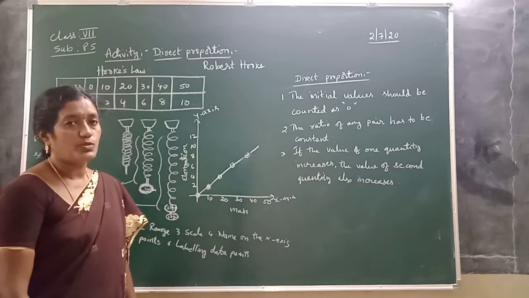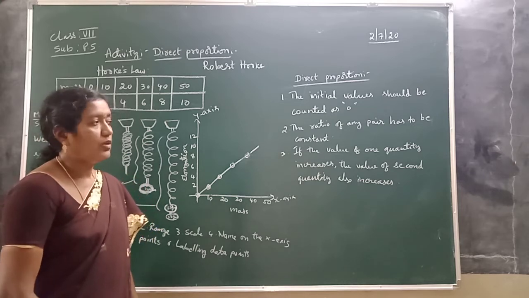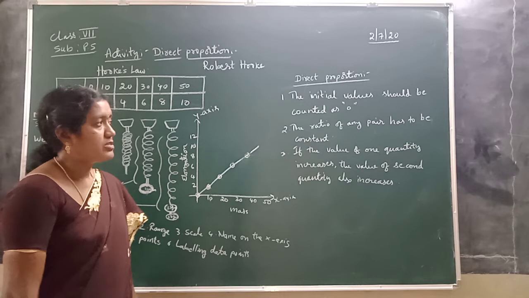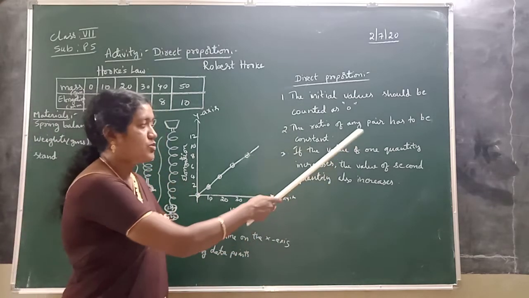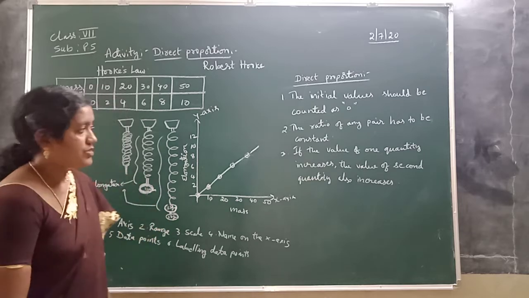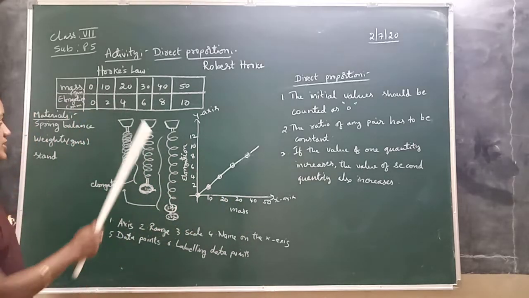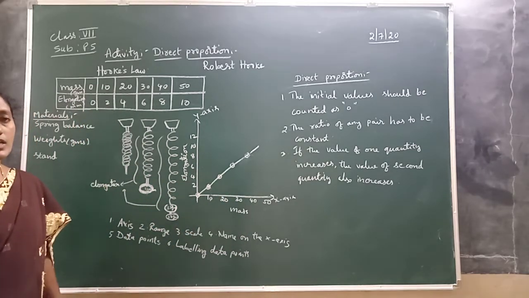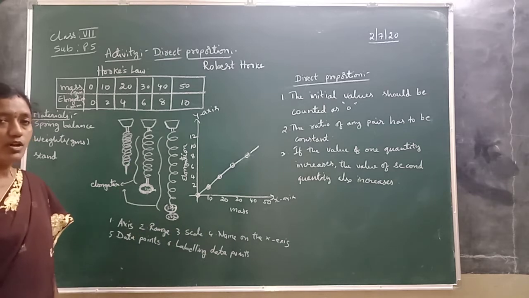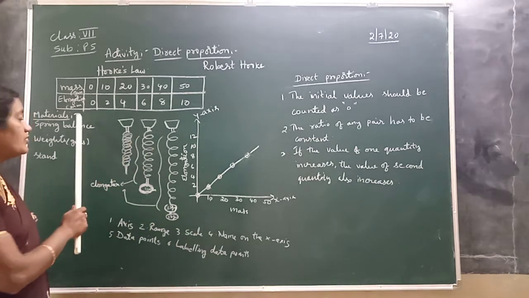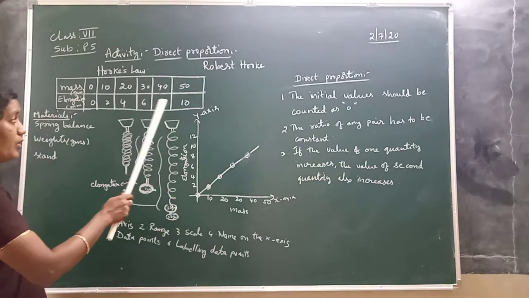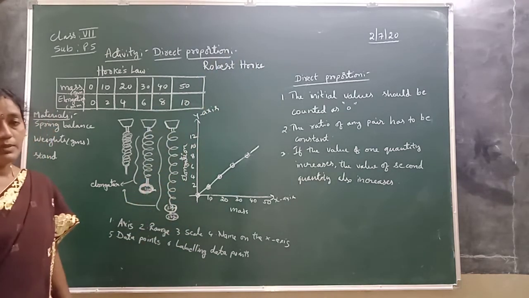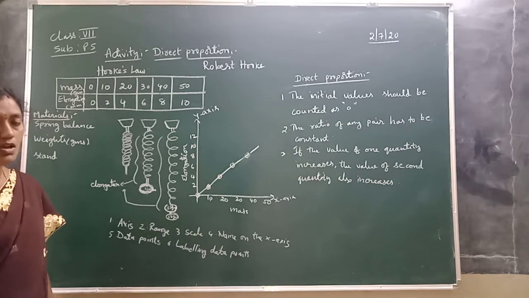In direct proportion, if one quantity keeps increasing, the other quantity also increases, and the ratio of any pair has to be found to be constant. So children, this is about the relation between mass and elongation of the spring. If the mass keeps increasing, then the elongation also increases. So this relation is found to be direct proportion. Why? Because, as I told you now, if one quantity increases, then the other quantity also increases.